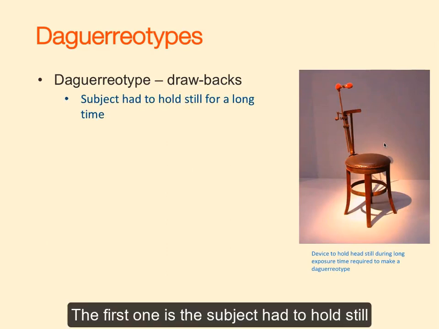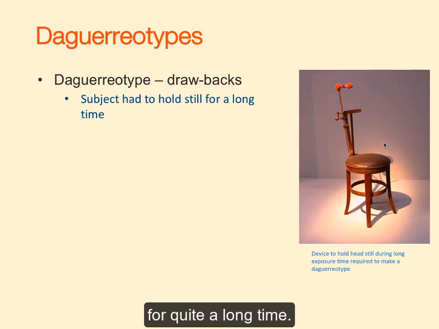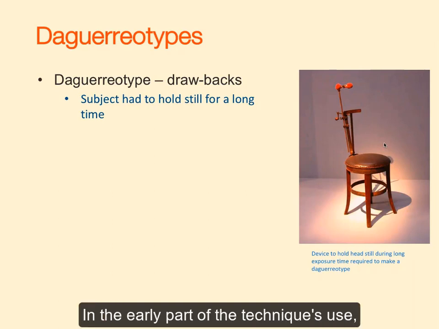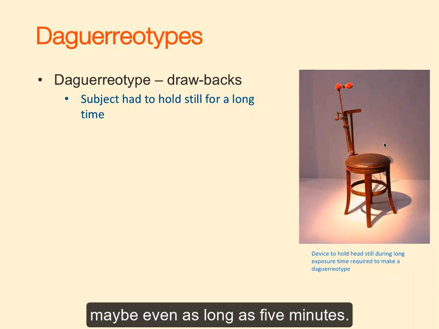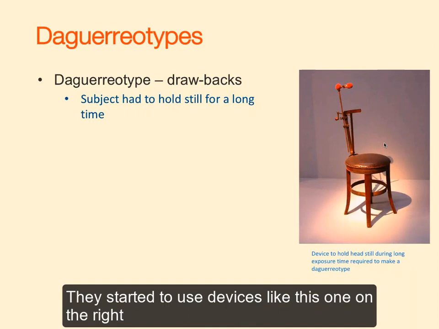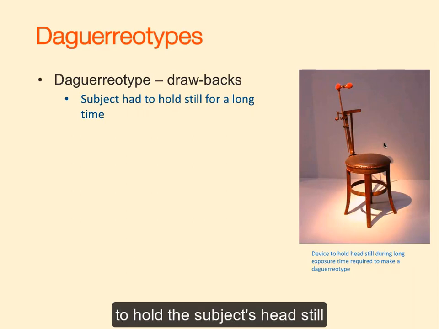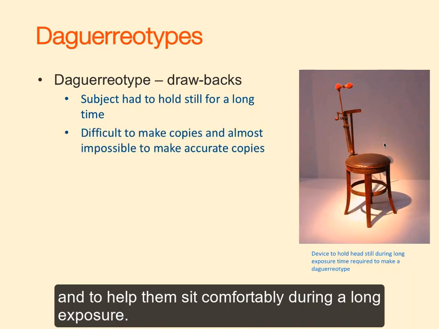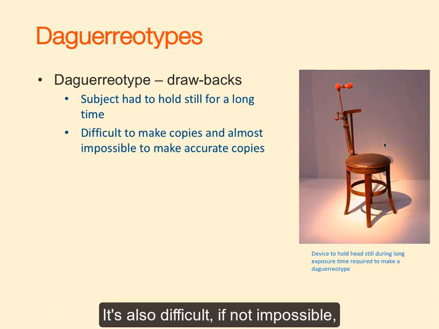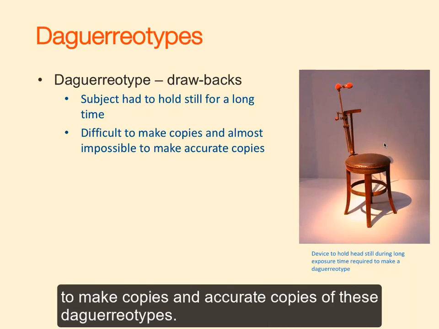The first one is the subject had to hold still for quite a long time. In the early part of the technique's use, the exposure time could be measured in many minutes, maybe even as long as 5 minutes. They started to use devices like this, shown on the right, to hold the subject's head still and to help them sit comfortably during a long exposure. It's also difficult, if not impossible, to make accurate copies of these daguerreotypes.